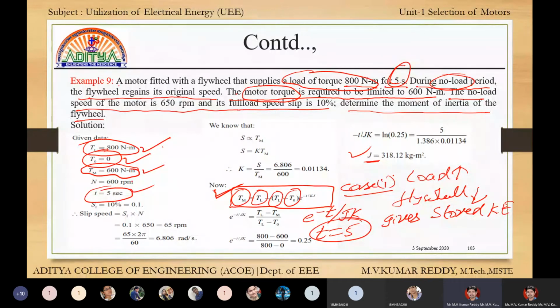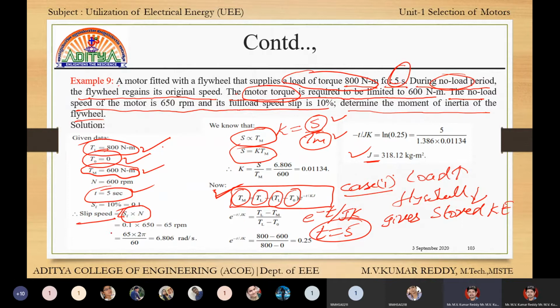Next we have to find the value of K. Already we know that S is proportional to Tm. Now S is equal to K into Tm, so K is equal to S by Tm. Tm is already given. Now we have to find the value of S. What is S? Slip speed. Slip speed is equal to slip into synchronous speed.